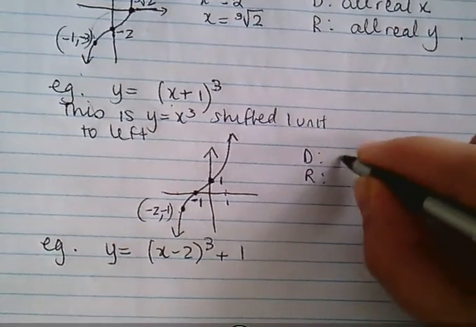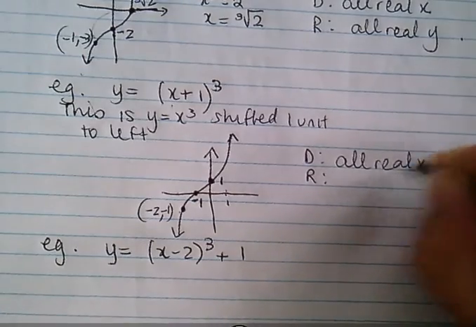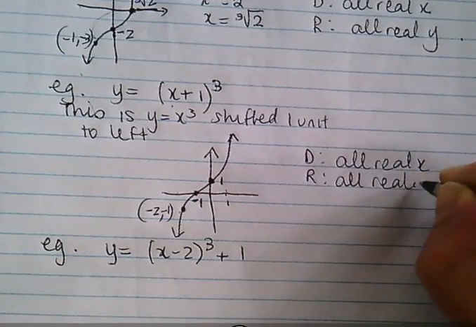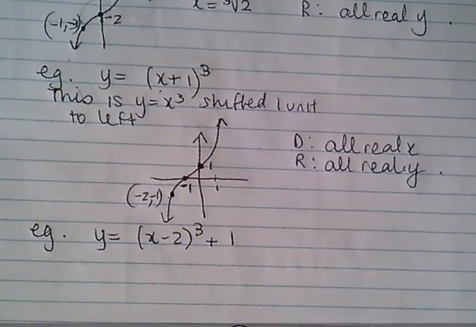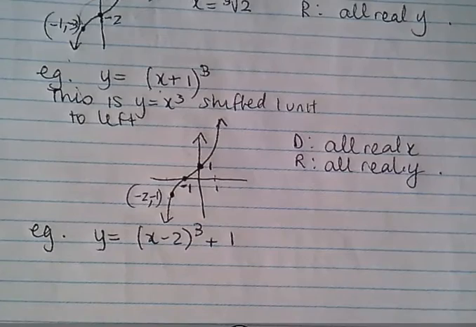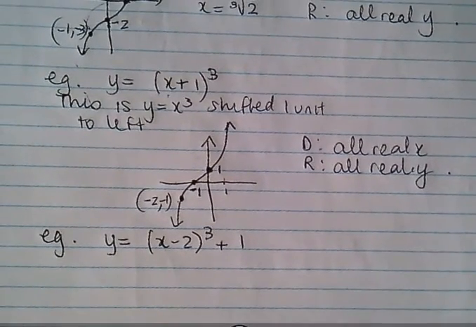No change again to the domain and range. Why? Because there's no denominator. There are no restrictions on what x can be.